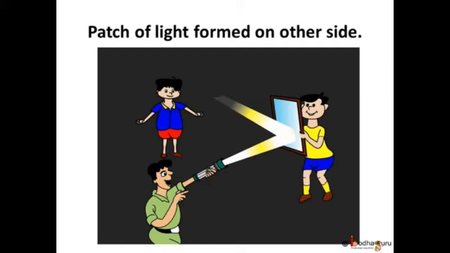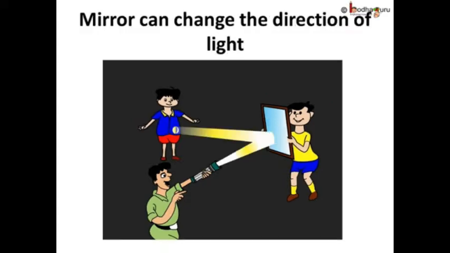What do we see? We see a patch of light on the other side. Now the person can adjust the direction of the torch so that the patch of light falls on the second person standing in the room. Wow, interesting to watch, isn't it? So what do we conclude now? The mirror changes the direction of the light that falls on it.